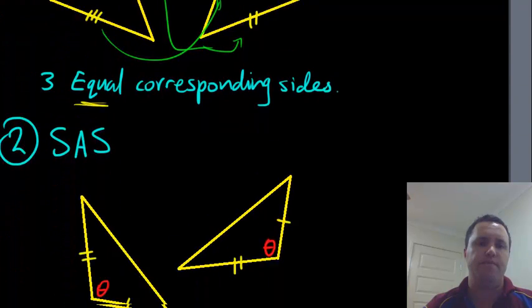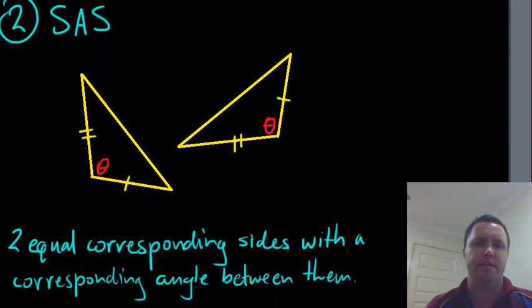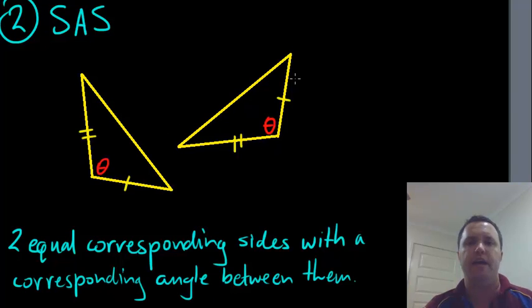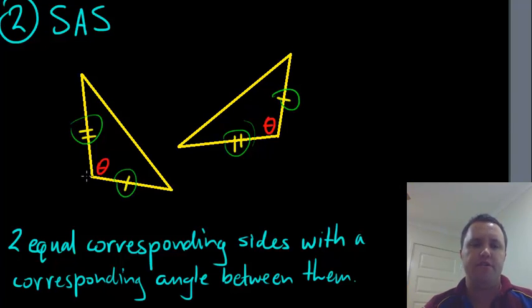Okay, next one, rule number 2, SAS. So we've got one triangle here and another triangle here. We've been told that both of them have this angle theta here, and either side we've got this length here is the same as this one here, and this length here is the same length as this, and there's this angle in here between. So this rule SAS is if we have 2 equal corresponding sides between these triangles with a corresponding angle that is between them. So not either side, between them, and that's how we know it will work.